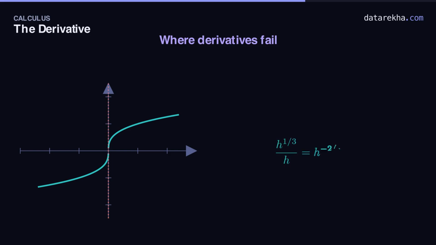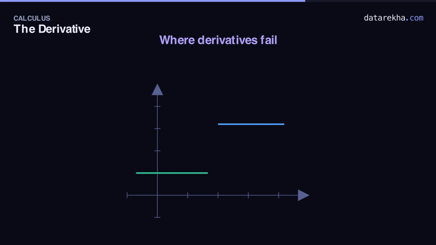Third, the vertical tangent. The cube root of x at 0. The graph is smooth and unbroken. But at the origin, the tangent line stands straight up, perfectly vertical. Its slope is infinite, and infinity isn't a real number, so the derivative is undefined. And fourth, the worst offender, a jump. The graph leaps from one level to another, so it isn't even continuous. And by the rule we just proved, no continuity means no derivative. It fails on the most basic ground of all.